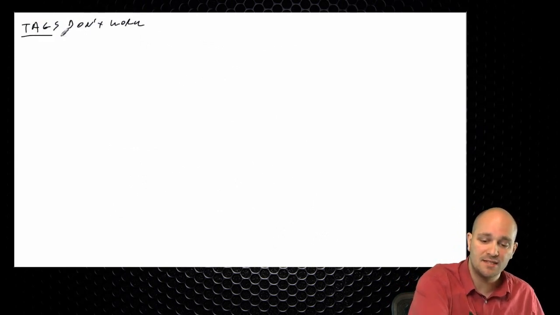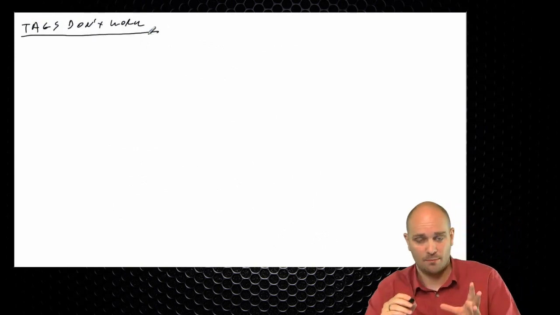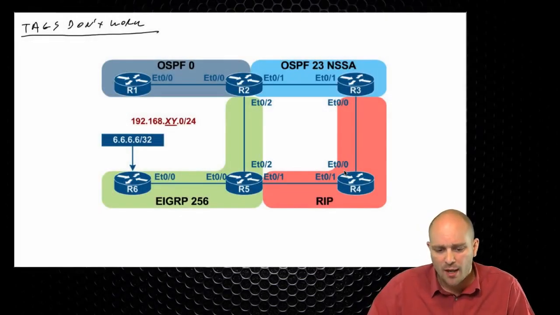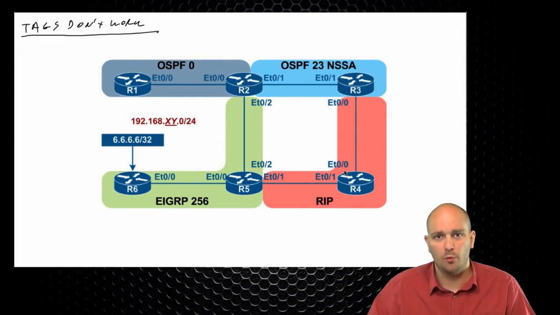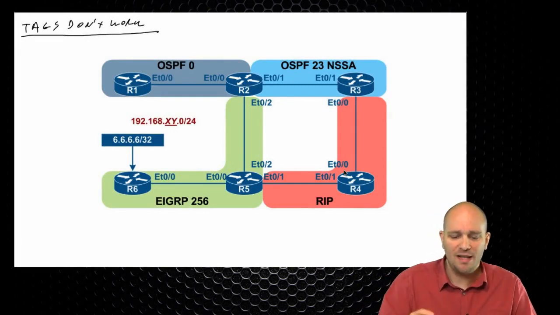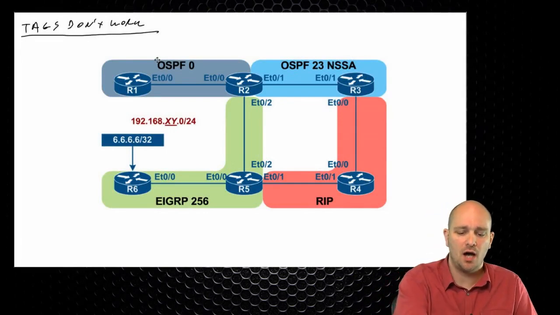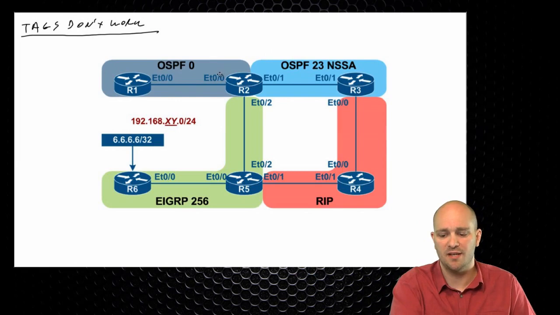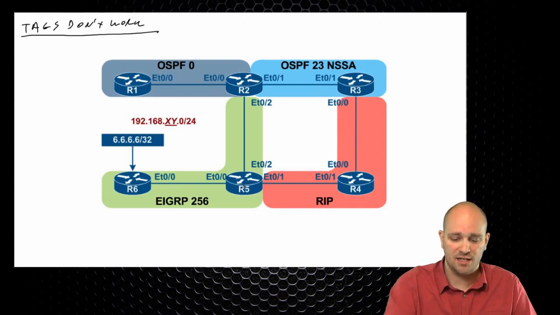And as I'm saying, this is just one example of it. This is the example that I'm going to be using to show you how you may actually have trouble with tags stopping the routes. So let's say that you have a scenario in which R1 and R2 are running OSPF 0, R2 and R3 are running OSPF 23 and SSA, and you have R3, R4, and R5 here running RIP, and then we have R6, R5, and R2 running EIGRP.